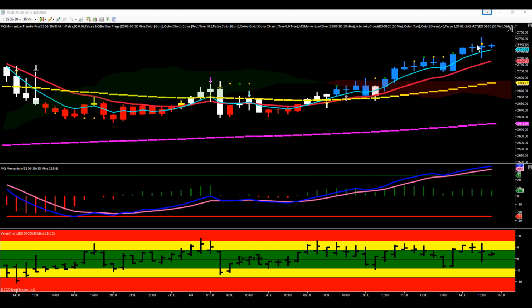And again, nice push up. The 30-minute chart was bullish. 50 above the 200. 5 crossed the 13 to the upside. So this chart was bullish, giving us confirmation that we were good with our channel break to the upside.